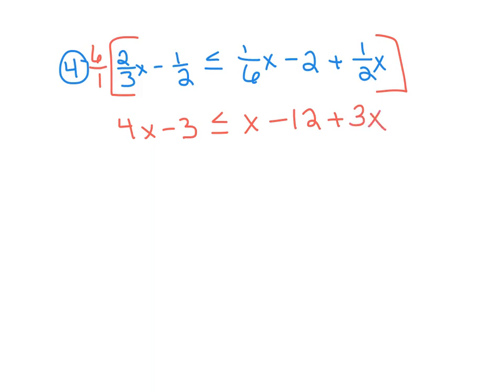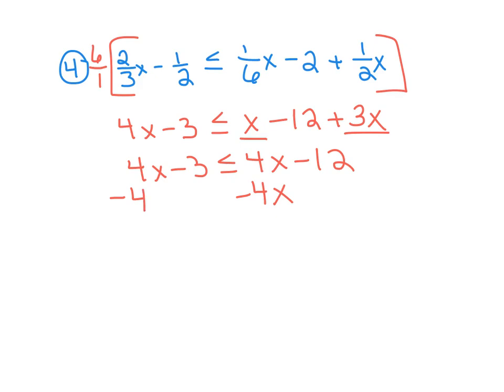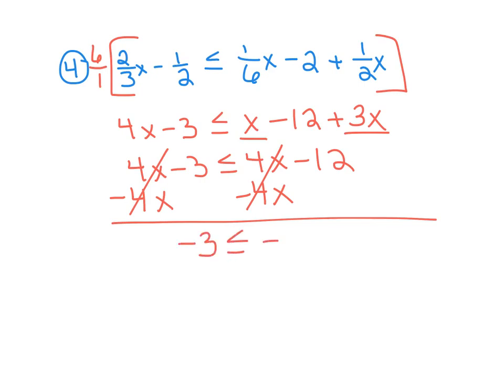Okay. Oh, and this one's going to do two things for me. This one's actually a pretty good example. 4x minus 3 less than or equal to 4x minus 12. Okay, so this is a special situation because you should notice at this point that negative 4x, what happens to our variables? They cancel. Negative 3 is less than or equal to negative 12.